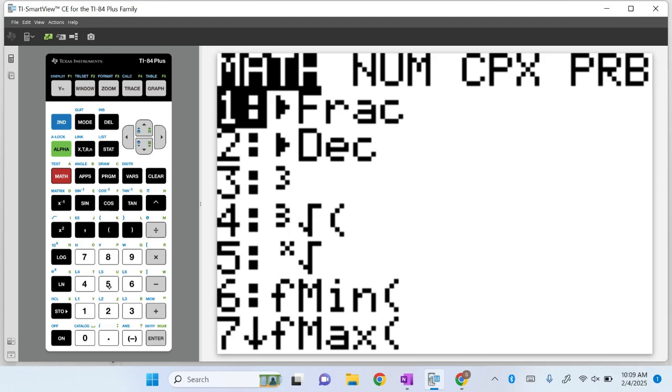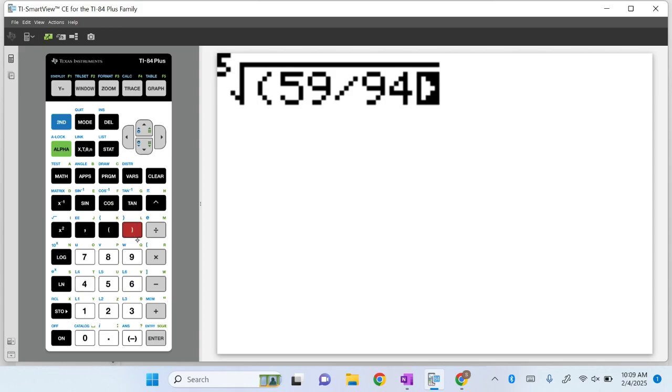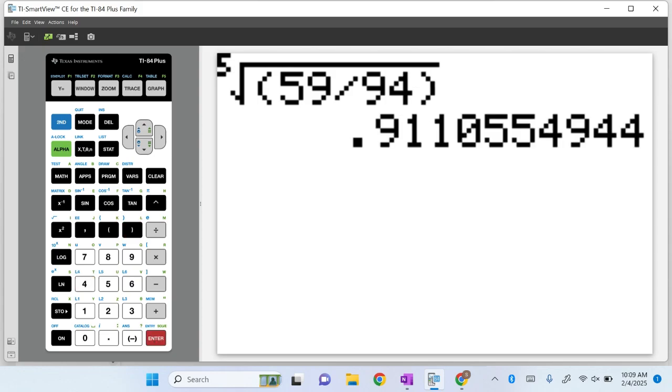So I'm going to hit 5 in math, and now we have a fifth root. It has that little 5 and then the radical. And then I'm just going to type in the fraction that I got. So parentheses, what was it, 59 over 94, right? So 59 divided by 94. And I'll tell you right now, this ain't going to be a pretty number. And I can also tell you that if you did math and enter, it still doesn't give you a fraction. It's just an ugly number.